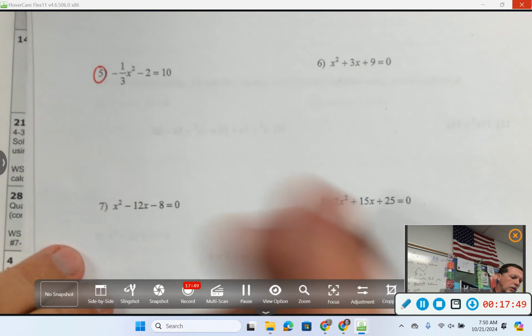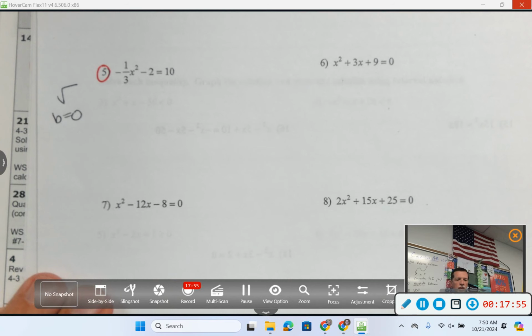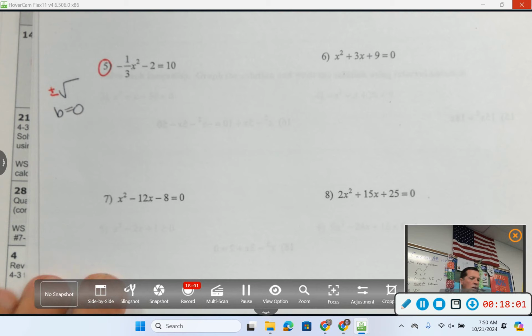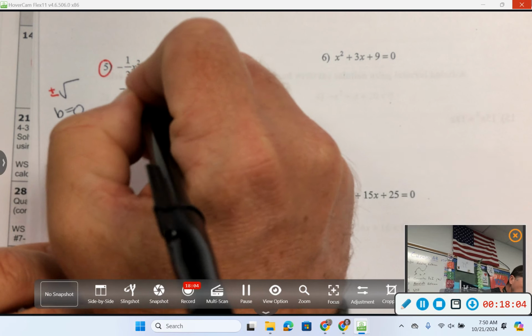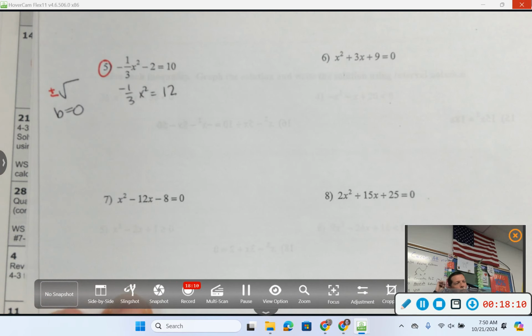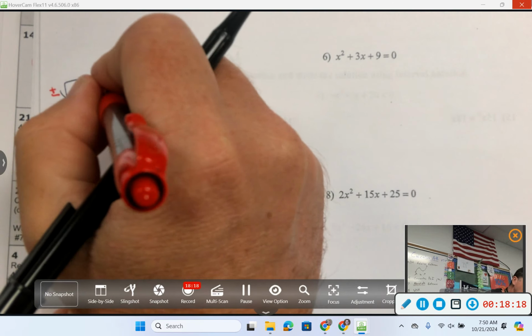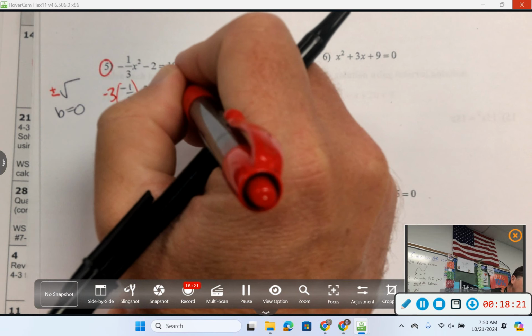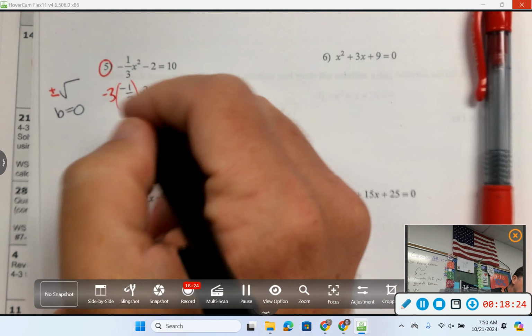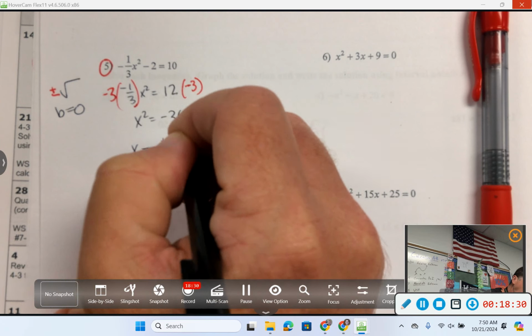That's the square root method. How do you know we're going to use the square root method on this one? There is no b, or b equals 0. And just as a note to myself, plus or minus, square root method. So let's add 2 to both sides. Again, there was one like this on the test that some people messed up. What would you want to do next? I would multiply by negative 3, which is the same thing as dividing by negative 1/3. So x squared equals negative 36. So plus or minus 6i.